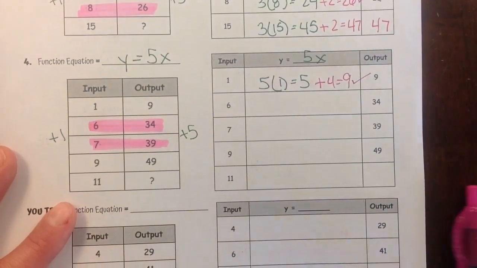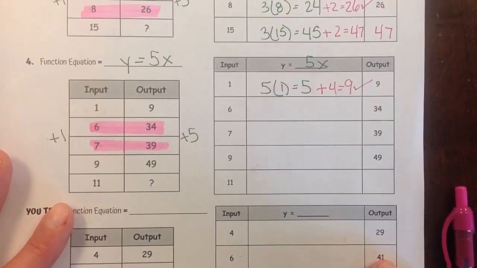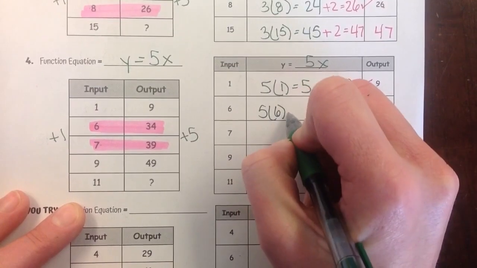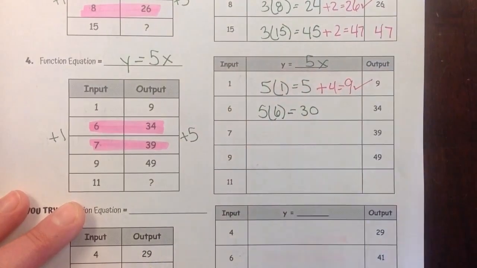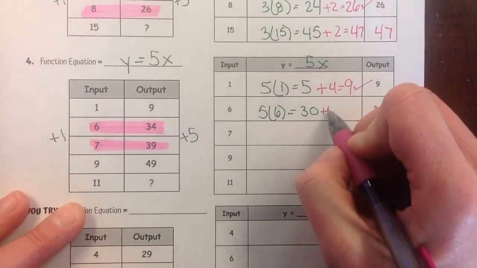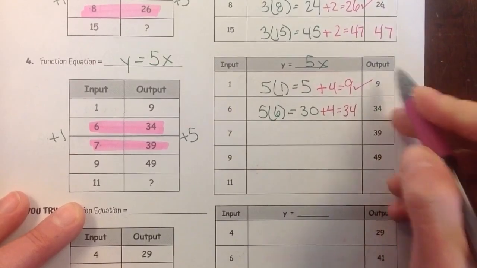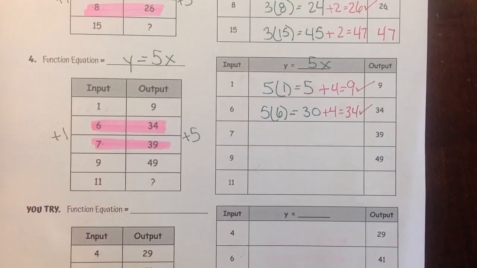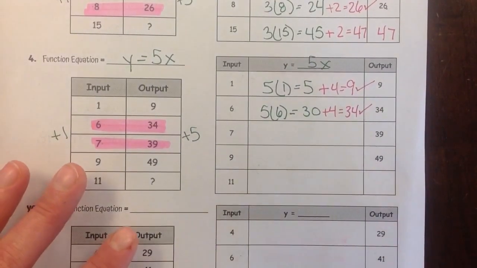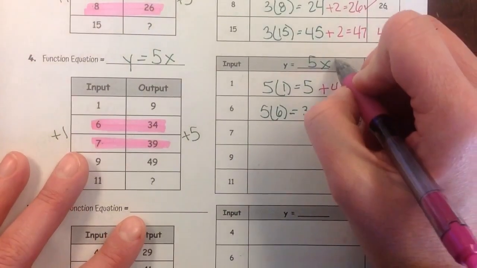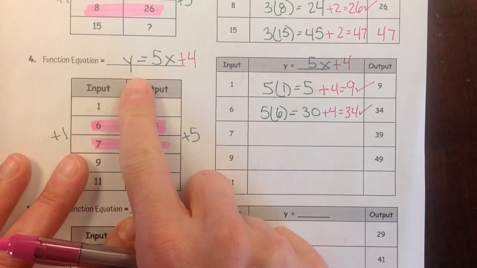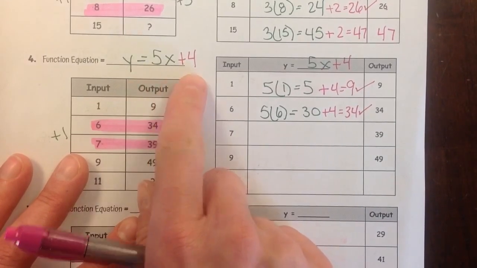That's true. Let's go ahead and do another one just to confirm that it's definitely plus 4. So 5 times 6 equals 30. And then I'm going to add my plus 4, gets me 34. That indeed does match my output value. So I'm going to put a check mark next to it indicating that I checked my output value. And I'm going to add the plus 4 to my equation because I know that my function equation now is y equals 5x plus 4.